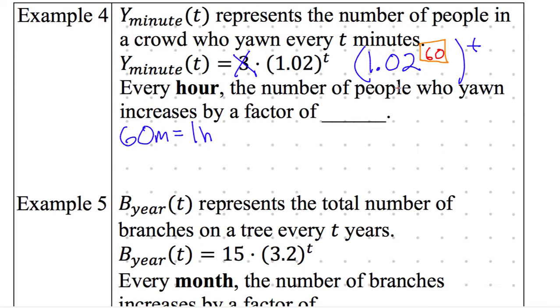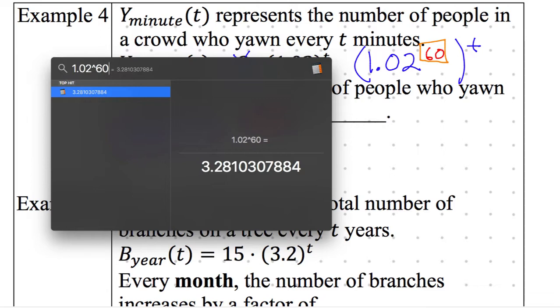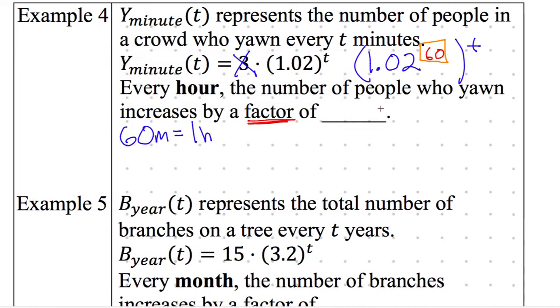So our answer is going to be, since it's always asking for factors, you just need to do 1.02 to the power of 60. 3.28. I'm going to round to 2 decimal places, just kind of randomly. So the answer here is 3.28. And again, that's just 1.02 to the power of 60. Kind of straightforward. The tricky part is knowing if you need to multiply or divide.